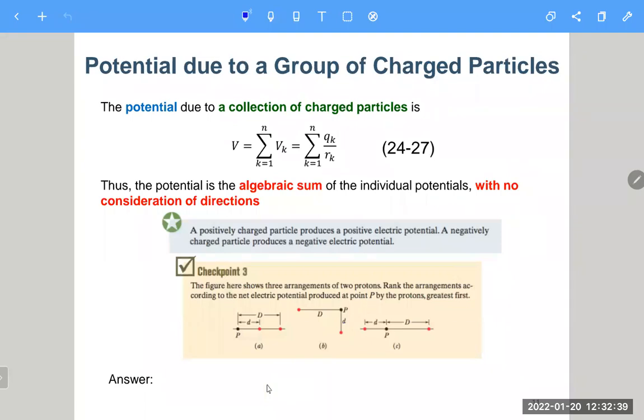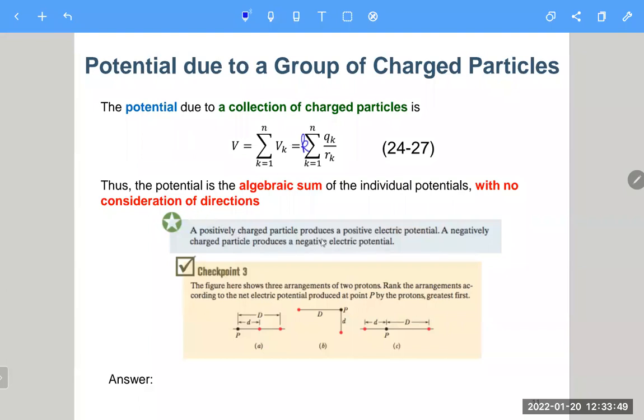Okay, so a more general case is the potential due to a collection of charged particles, which is the summation of Vk from 1 to n. Suppose you have multiple charged particles; when you try to consider the total potential, you only need to calculate one by one and then add them together. The good thing is that the potential is a scalar, so you only need the algebraic sum. You don't need to decompose it into different direction components and add them one after another, with no consideration of direction. So it makes calculating the potential easier than calculating the E field.